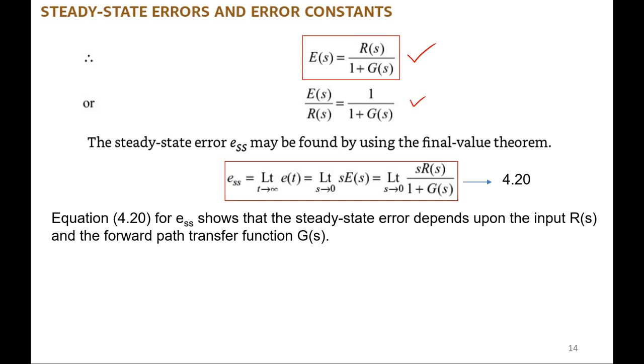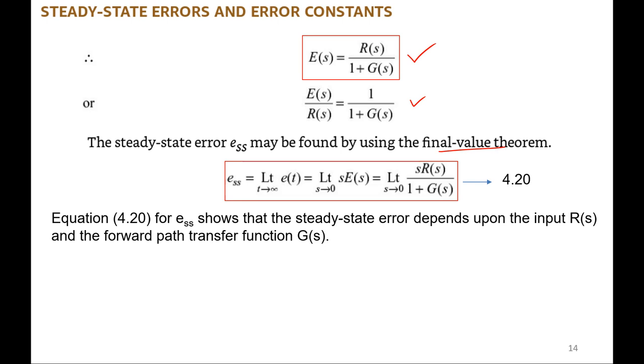Then we know the steady state error may be found by using the final value theorem. What is this final value theorem? I will tell you. What is steady state error? ESS is equal to limit t tending to infinity E of t, right? The steady state error is obtained at time t equal to infinity, and we look at errors in the time domain. So limit t tending to infinity E of t is nothing but ESS.